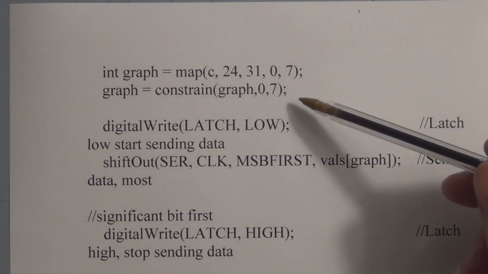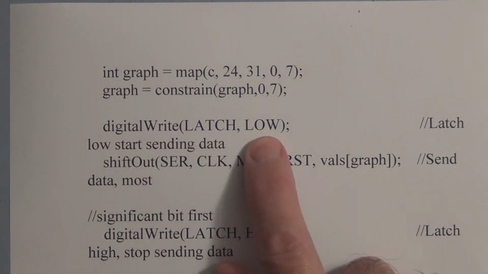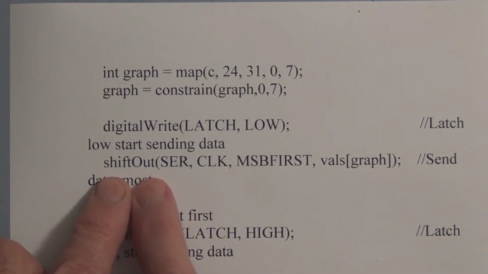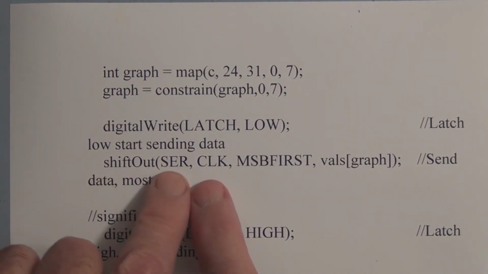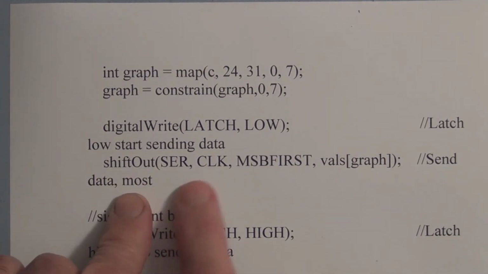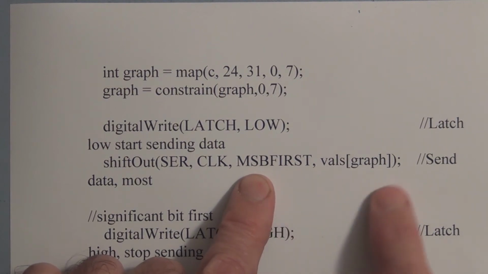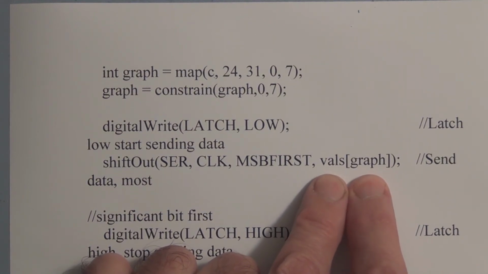Now we're going to start shifting that information into the shift register. So we have a digitalWrite latch low, which then enables us to shift information into the shift register. So now we have shiftOut, serial clock is a shiftOut function. We have to give it serial clock, and we want to say the most significant bit. Remember, we want the most significant bit shifted in first, and then this is how we point to one of the 8 elements in the array.